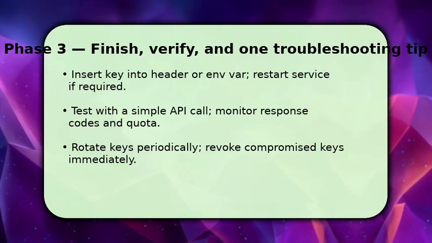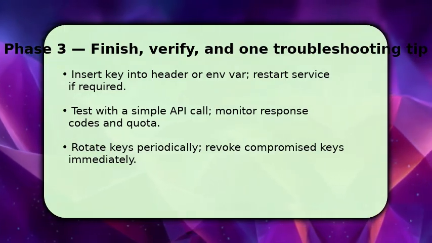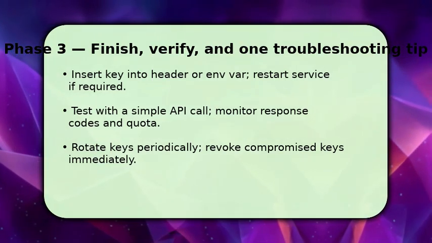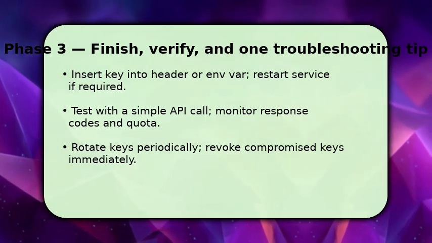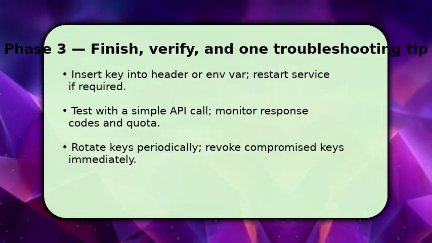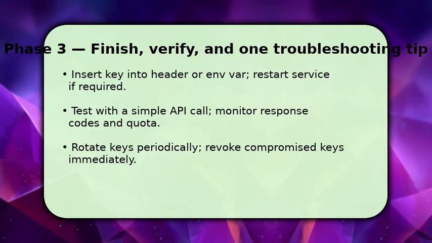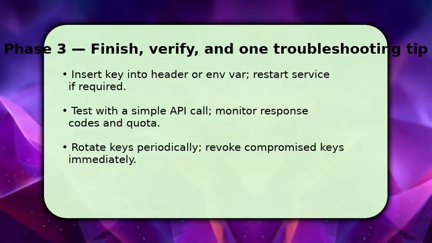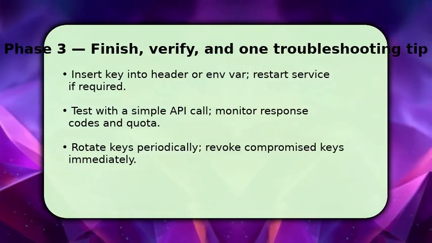Once integration works, implement key rotation and set alerts for unusual usage. If requests fail, verify the key, scopes, and environment, clear caches, and retry. A common fix: ensure you use the production key in production and not a test key.